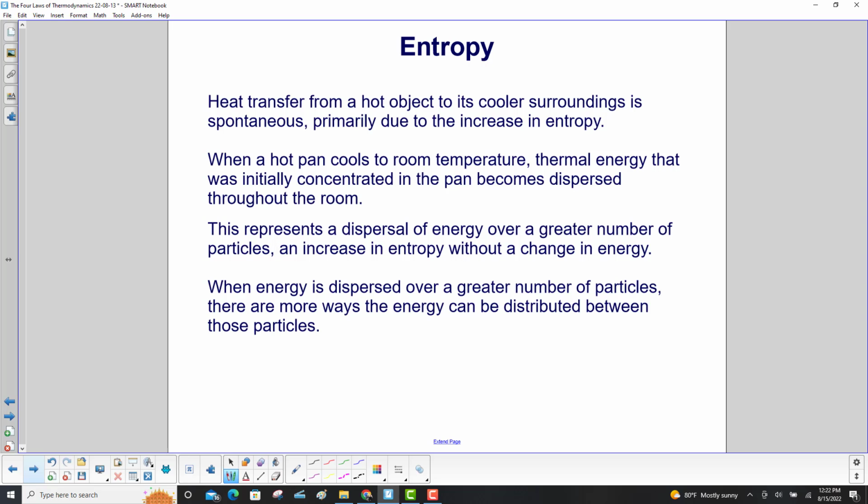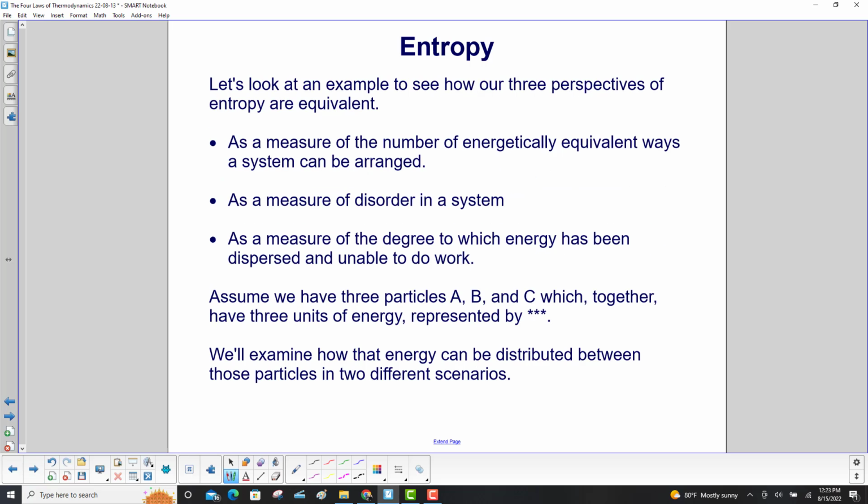This represents a dispersal of energy over a greater number of particles, an increase in entropy without a change in energy. When energy is dispersed over a greater number of particles, there are more ways the energy can be distributed between those particles. Now let's look at an example to see how our three perspectives of entropy, these three which we just showed, are equivalent.